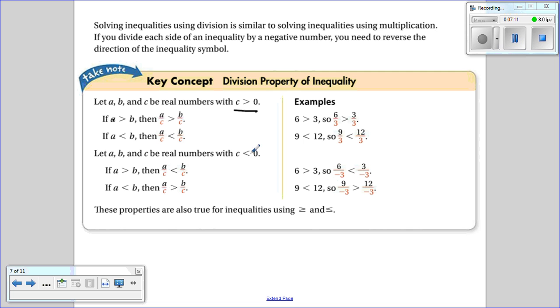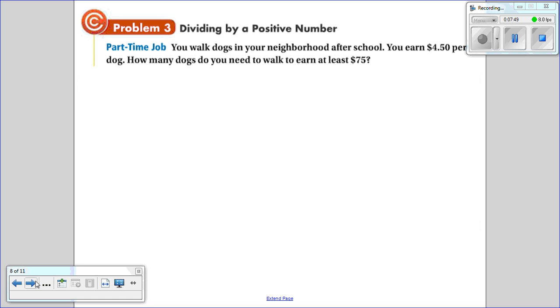What does happen is if C is less than 0, so if it's negative, the sign switches just like it did for multiplication. So if we have 6 greater than 3, and 6 divided by negative 3 gives us negative 2, 3 divided by negative 3 is negative 1. Now, negative 2 is less than negative 1. So the sign switched from the original. And make sure you pay attention. This also goes with if they're equal to.